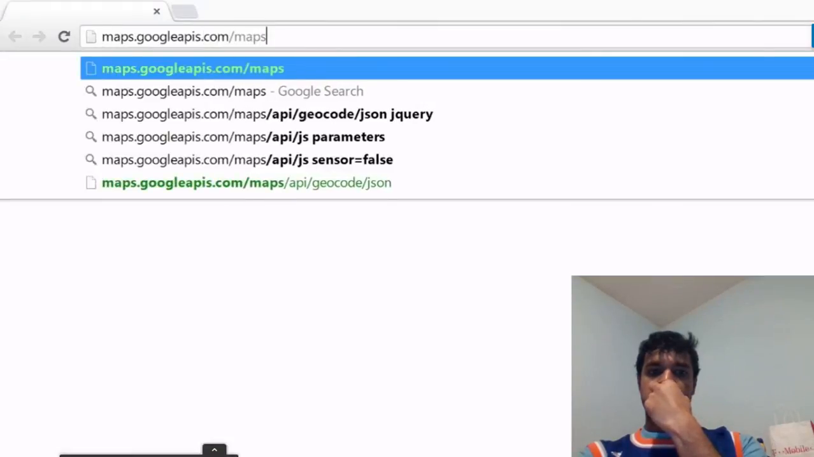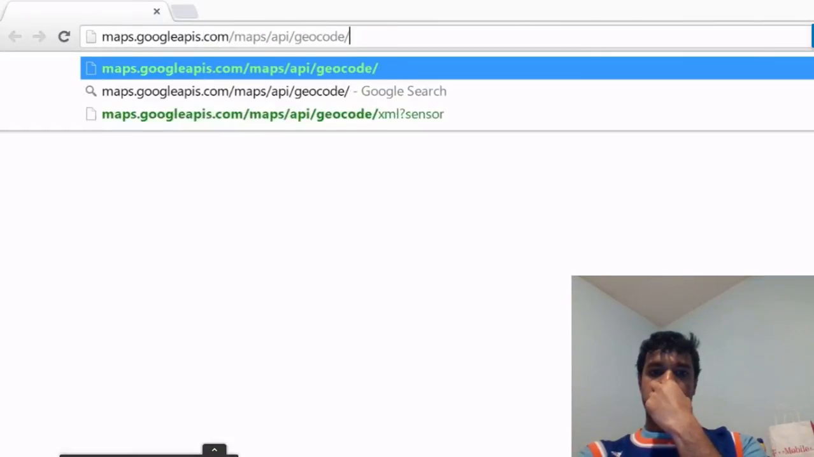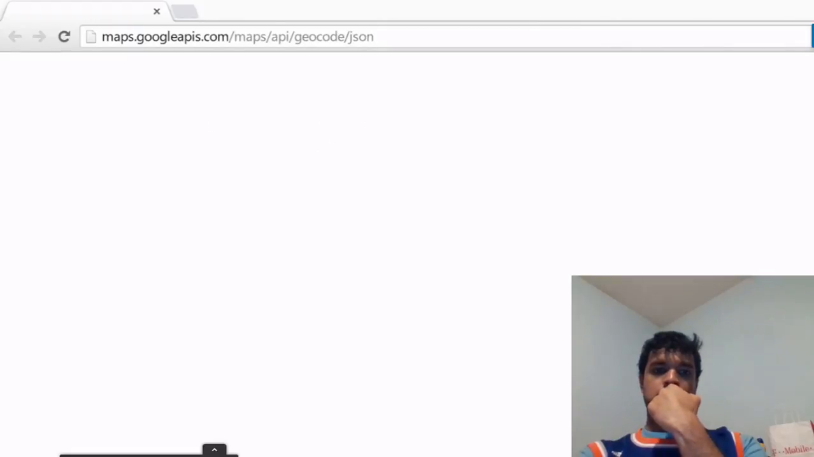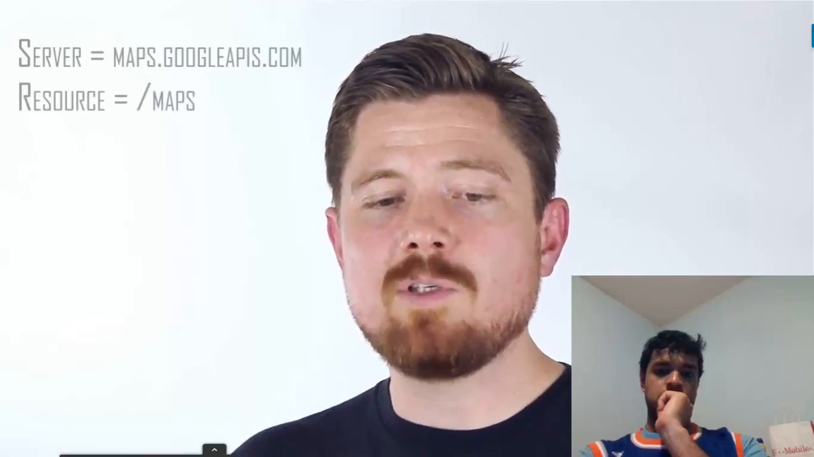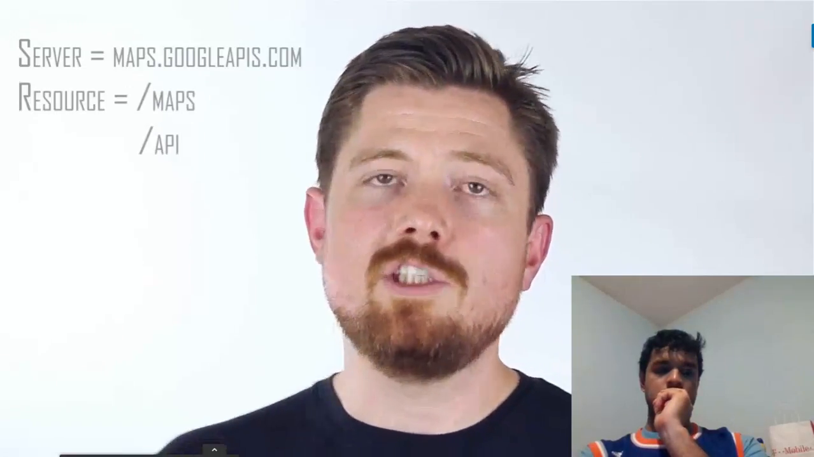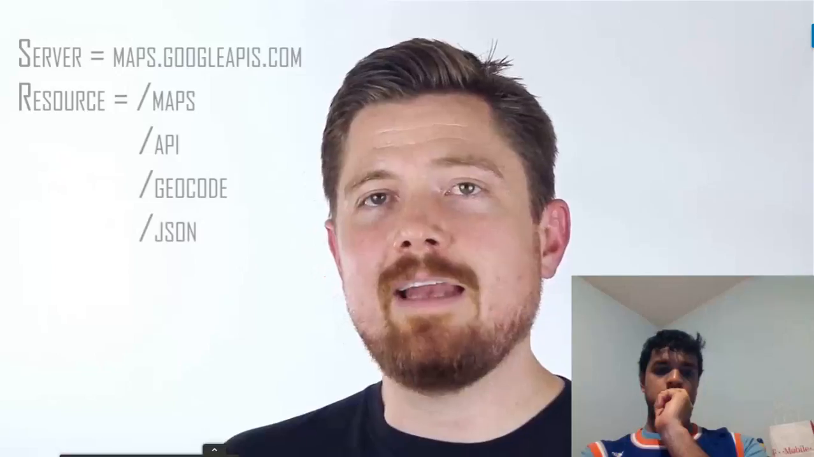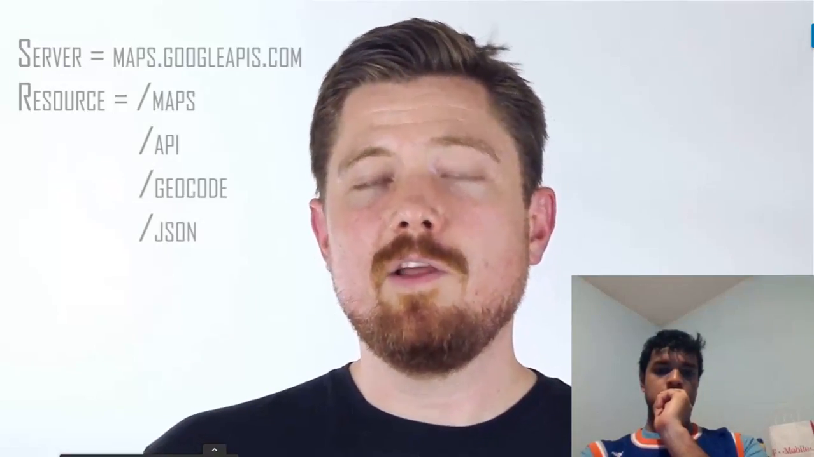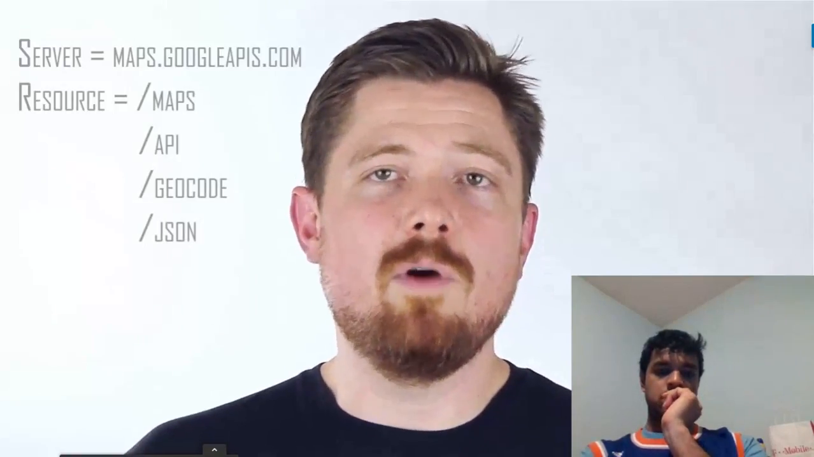Now let's take a look at another API example. One that I think is really cool is provided by Google Maps, and it allows you to take a city name or even an address and turn it into a set of GPS coordinates. The URL is maps.googleapis.com/maps/api/geocode/json. So if you remember what we just talked about, the server that we're calling is maps.googleapis.com. And then the particular resource we've drilled down to is the maps resource, and then the api resource, and then the geocode resource, and we've even added json as the resource. And that's because the Google Maps API can return data in a number of different formats.